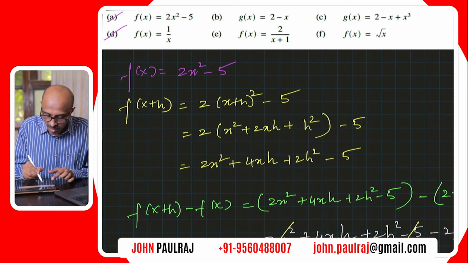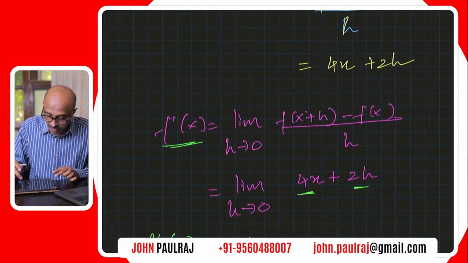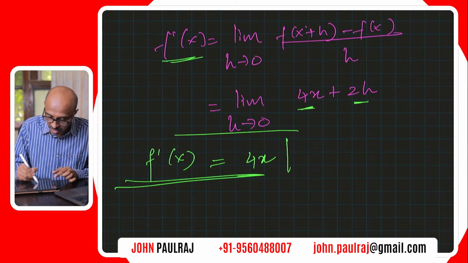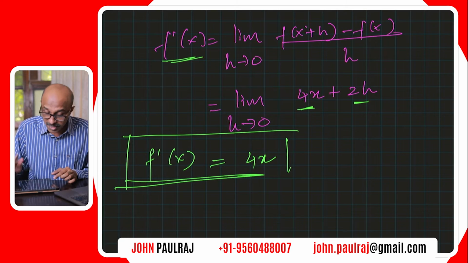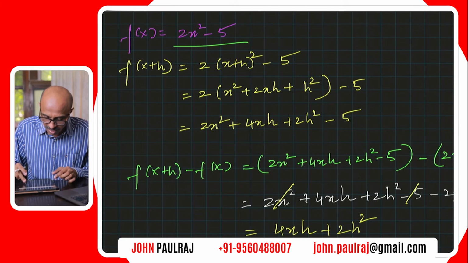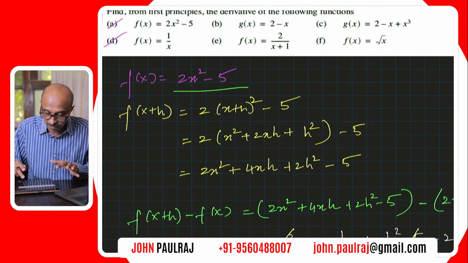So the derivative f prime of x for the function that was given to us, what was the function? It was 2x squared minus 5. That was the original question. The derivative by first principles comes out to be 4x. Clear? Let's take one more example, using the same method of first principles.